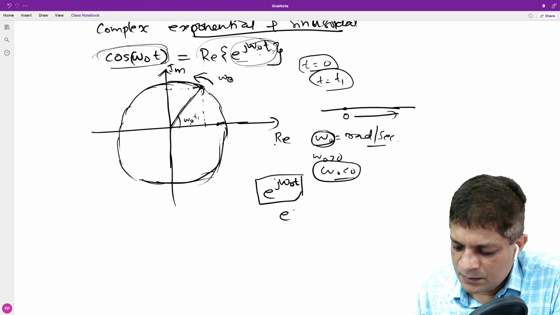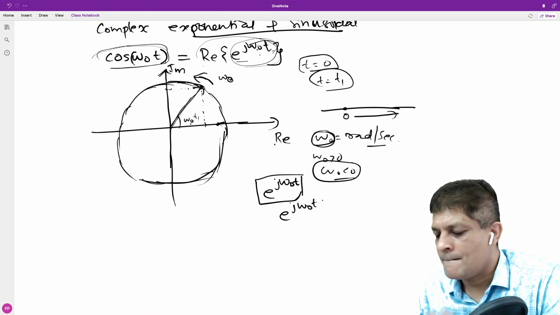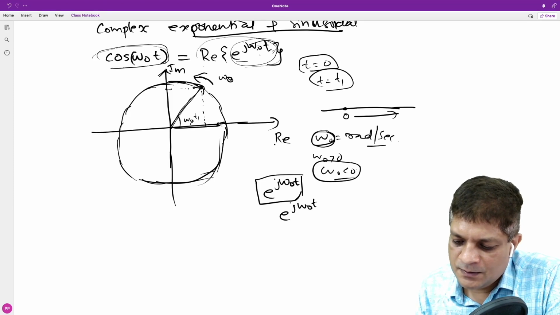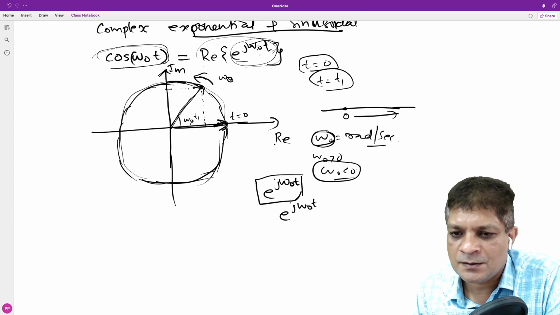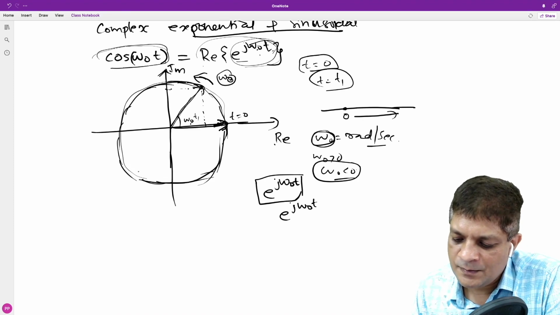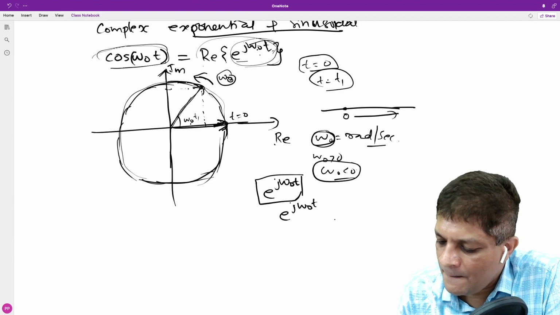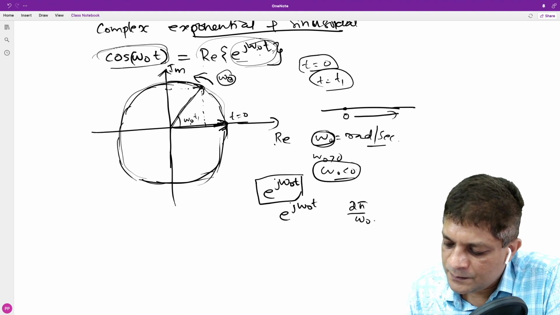Now tell me, this e to the power j omega naught t, is it a periodic signal? Always periodic? Yes, it is always periodic because when t is 0, the phasor is starting from here. So after some time, it will reach here, isn't it? Whatever be the angular frequency, it will reach here. Now, what is the fundamental period of that signal? It is 2 pi by omega naught.